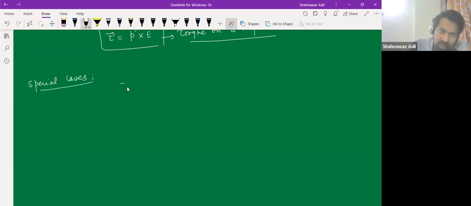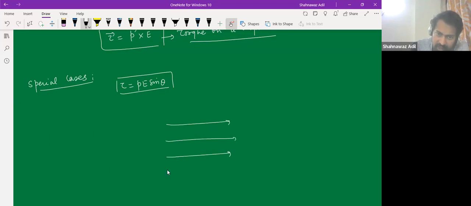So we know that torque is PE sine theta, right? This is the torque on a dipole. And let's say we have this electric field and we have put the dipole like this. So this is minus Q and this is plus Q. So this is the way that I have put the dipole.